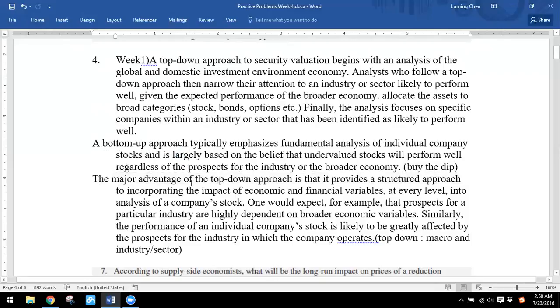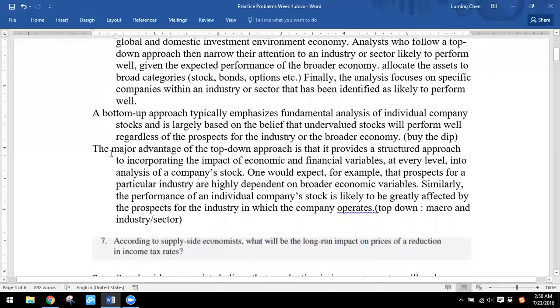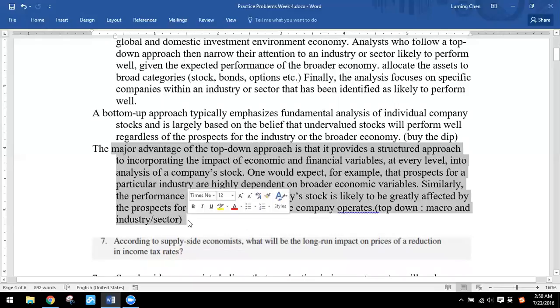The major advantage of the top-down approach is that it provides a structured approach to incorporating the impact of economic and financial variables at every level into analysis of a company's stock. So one would expect, for example, that prospects for a particular industry are highly dependent on broader economic variables. And similarly, the performance of an individual company stock is likely to be greatly affected by the prospects of the industry. So this is the major comparative advantage of the top-down approach.